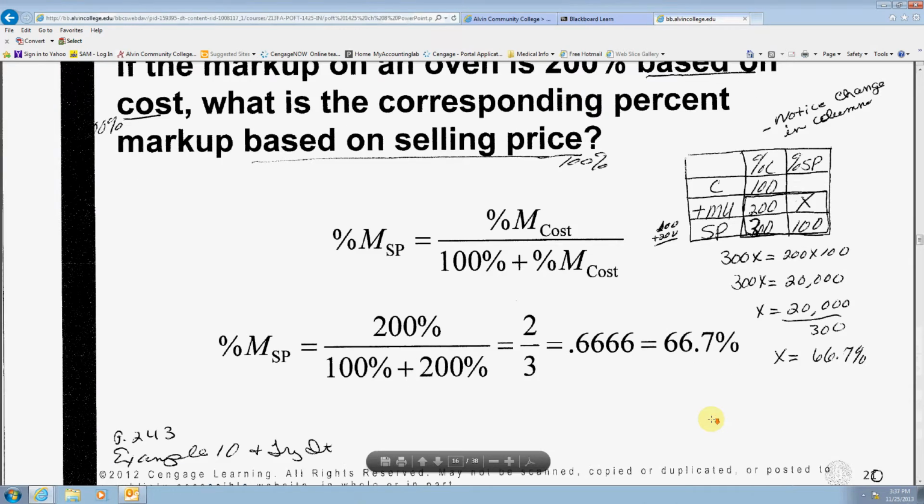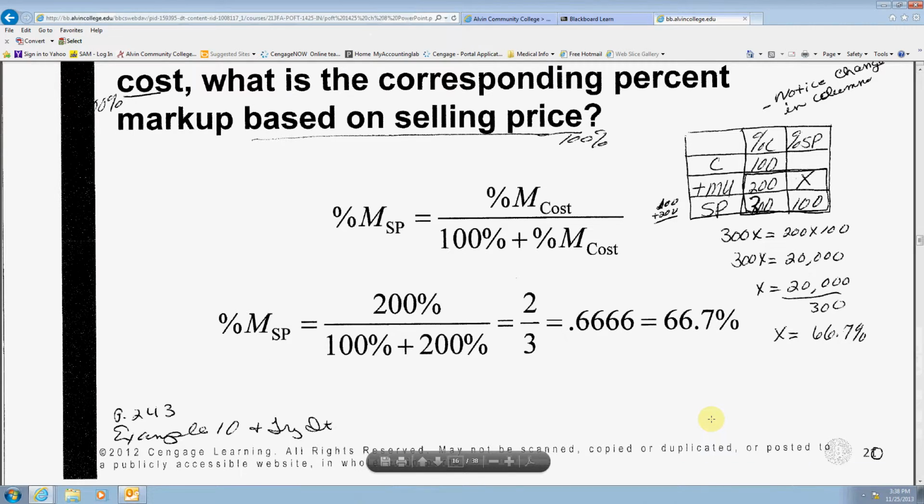You can go to page 243, example 10. Look at the solutions, the one before it where they worked it out, and then you try it.